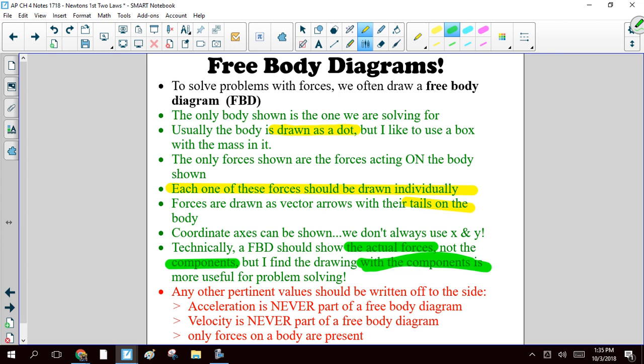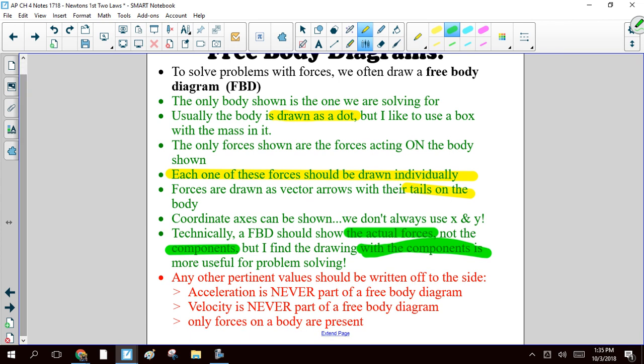So what I always do is I make a free body diagram with the components, and then at the end, after I've figured out everything, I go back and make a free body diagram with the actual forces, okay? More about that as we get into it, all right? But just know that that's going to be a thing, okay?